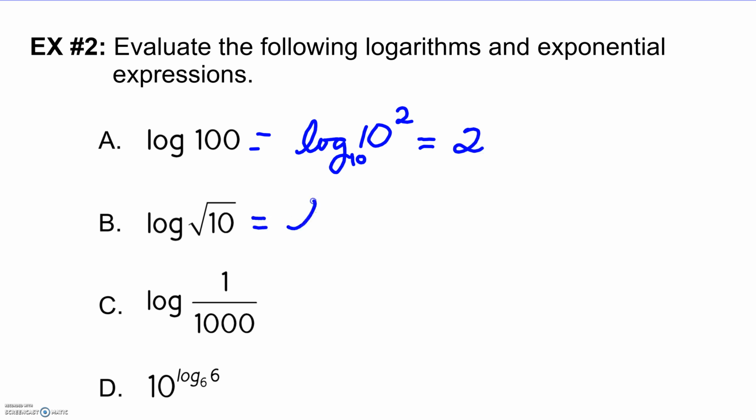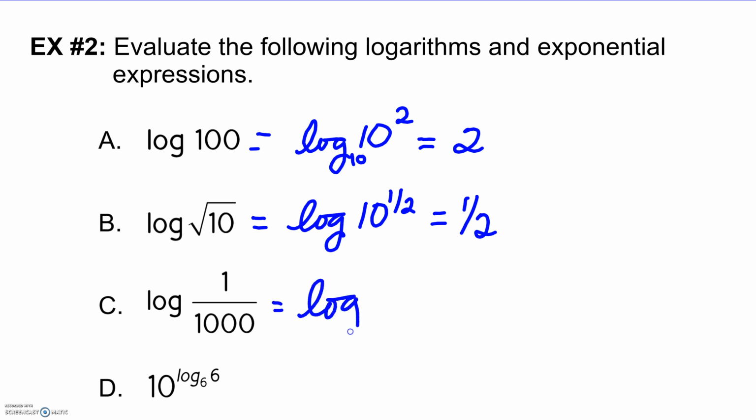Same sort of thing here. This is just the log of 10 to the 1/2, because the square root of 10 is 10 to the 1/2. The base and this number here match, the two bases match, so therefore the answer is just 1/2. 1/1000th, let's see, 1000 itself is 10 cubed, but it's put in the denominator, so this is 10 to the -3, so therefore we would have -3 for our result.